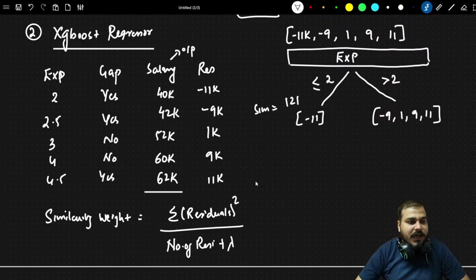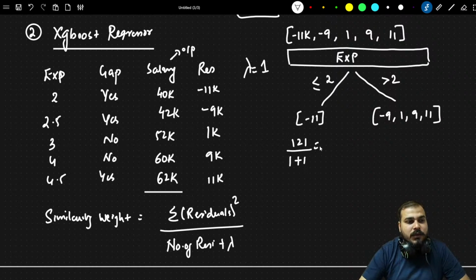See, let's do one thing. If we take alpha is equal to 1, just think about what may happen. We may directly penalize the similarity weight by just adding 1. So let's do that also. Suppose I take alpha is equal to 1. Now the formula becomes 121 divided by the number of residuals, which is 1, plus 1. This is nothing but 60.5. So let's say that I now have 60.5 as my similarity weight.